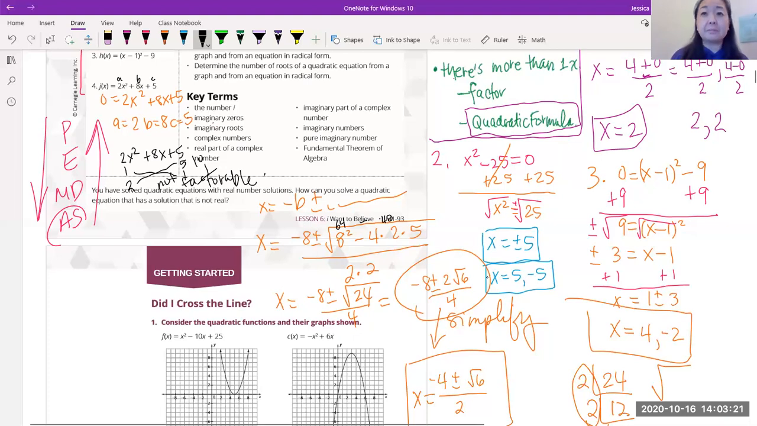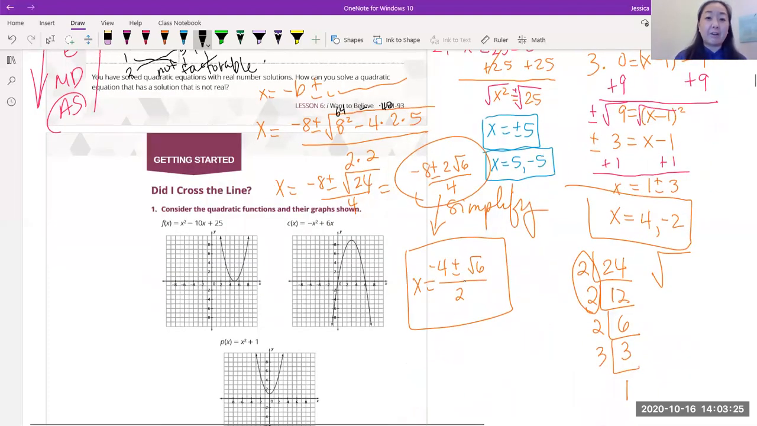So how do you figure that out? This is why it's good to know your multiplication tables, because I already know in my brain, I'm like, oh, 4 times 6. 4 is a perfect square. So, you know, I would do it that way. But if you're not that good at that, that's okay. We have another way.